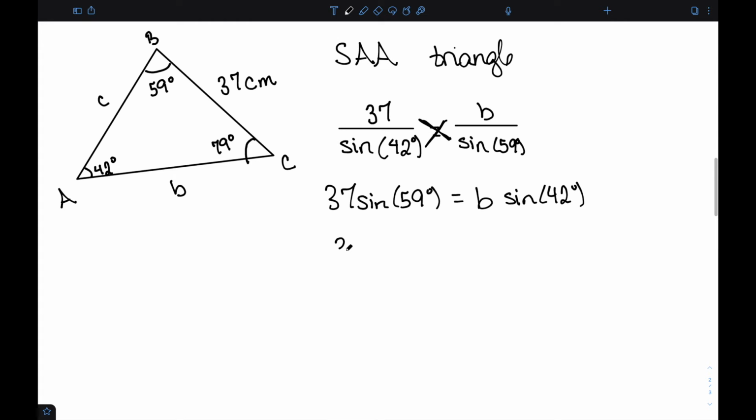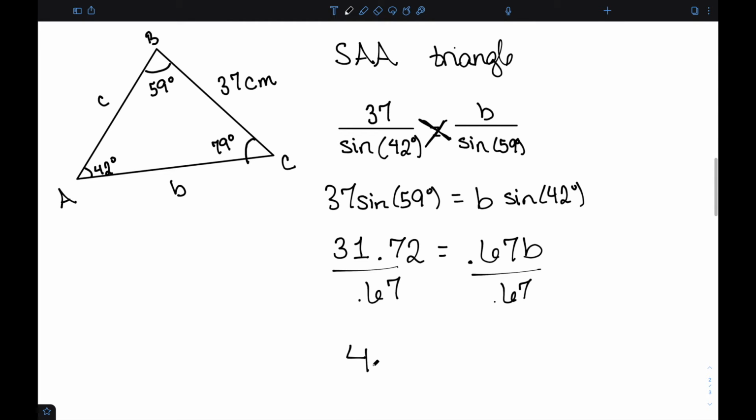Using a calculator, we get that this is 31.72 is equal to 0.67b. We can then divide both sides by 0.67. And when we do, we get that 47.40, once we round to two decimals, is equal to b. So side length b is 47.4 centimeters. So we can go ahead and fill in that information.